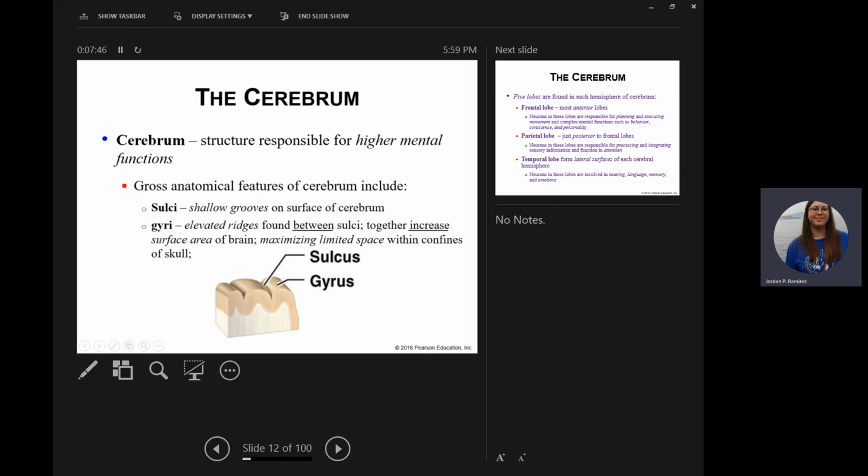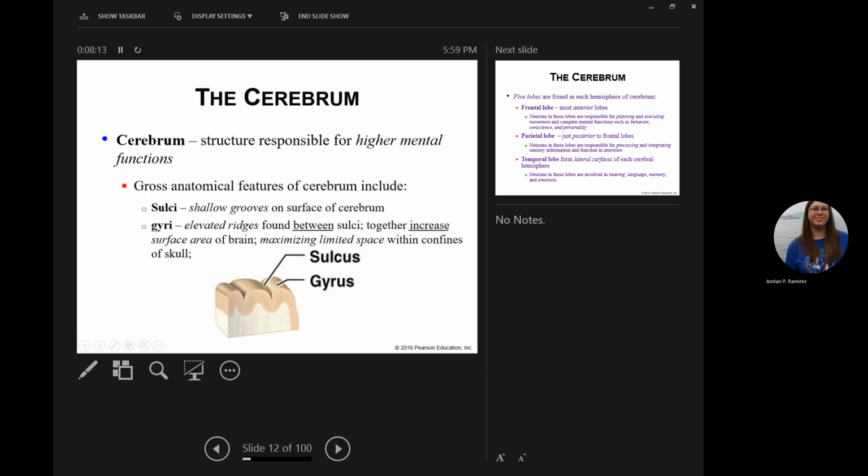All right, so sulci are shallow grooves on the surface of the cerebrum, versus gyri, or gyrus, singular versus plural, which are elevated ridges found between the sulci. Together, they increase the surface area of the brain, which maximizes limited space within the confines of the skull. So it basically allows for more area with less room.